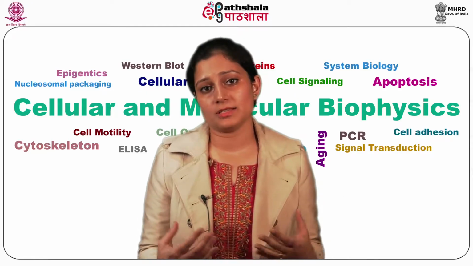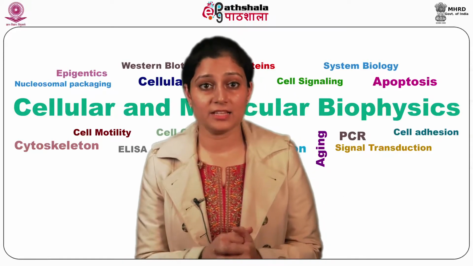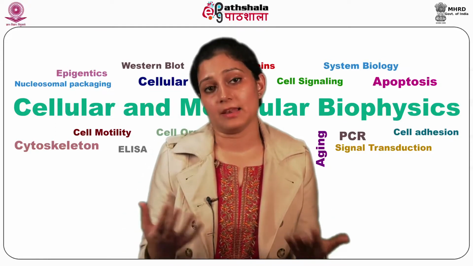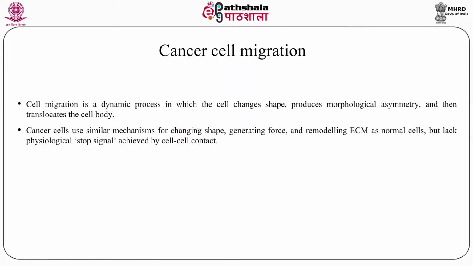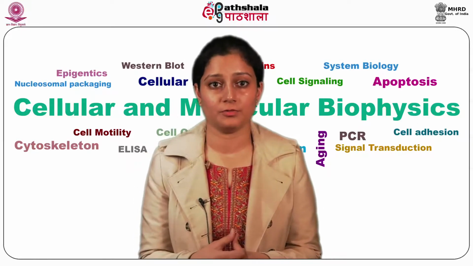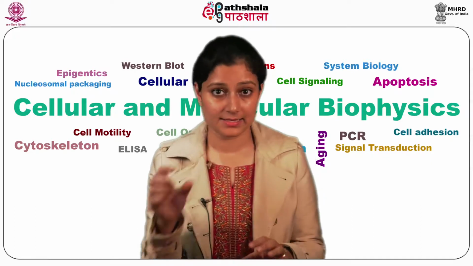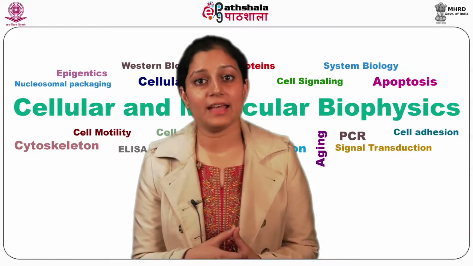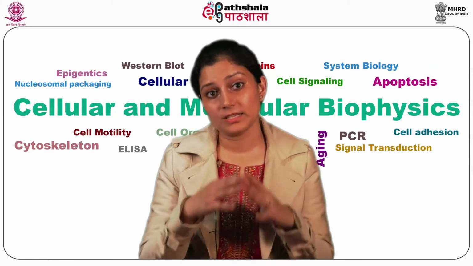Now, cell migration is a dynamic process in which the cell changes shape, produces morphological asymmetry and then translocates the cell body. Cancer cells use similar mechanisms for changing shape, generating force and remodeling the extracellular matrix as normal cells, but lack the physiological stop signal which is achieved by cell-cell contact. In vivo, cancer cells have been observed to migrate individually as single cells, as loosely attached strands or cords of tumor cells, or as well organized collective masses with directional migration.